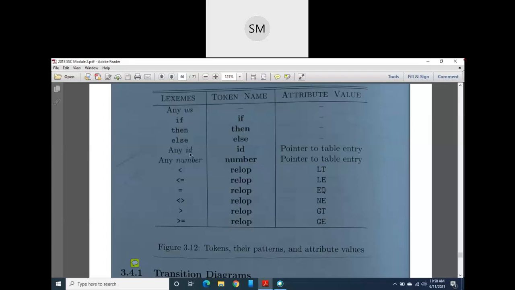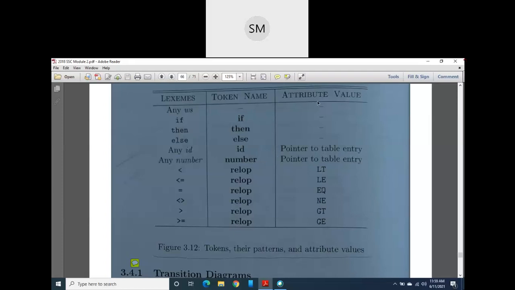Then for any identifier, the token name is ID. This identifier may be A, B, or any variable you take; for that variable the token name is ID, and the attribute value for this token name will be a pointer to the table entry. In our symbol table we will keep on inserting these identifiers, and the entry of that table where you have made an entry of that variable is what we keep pointing to, and that pointer to that table entry will be the attribute value.